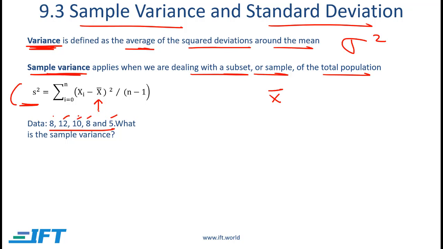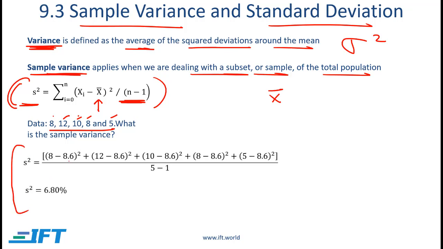All these numbers are added and then we divide by n minus 1. This n minus 1 is important when we are working with a sample. Dividing by n minus 1 ensures that we get a more accurate result. So you simply need to memorize this formula. Now using this formula, I want you to calculate the sample variance.